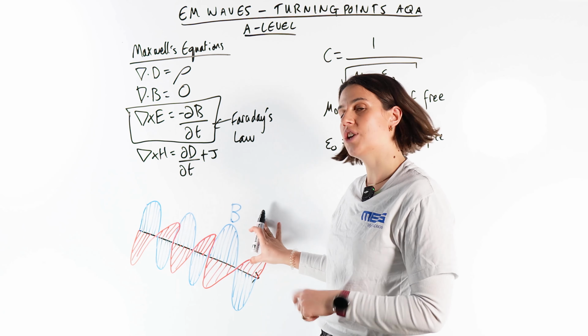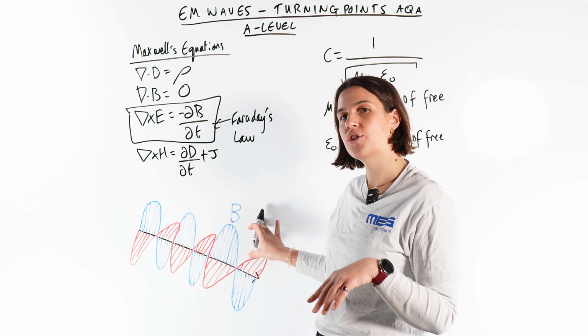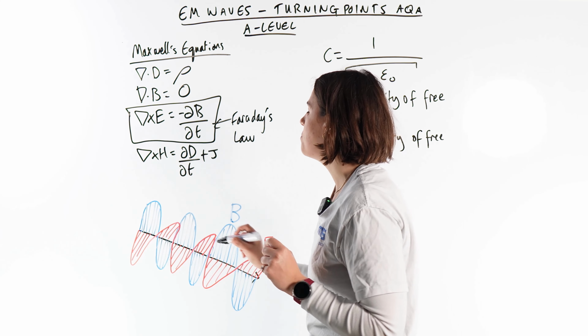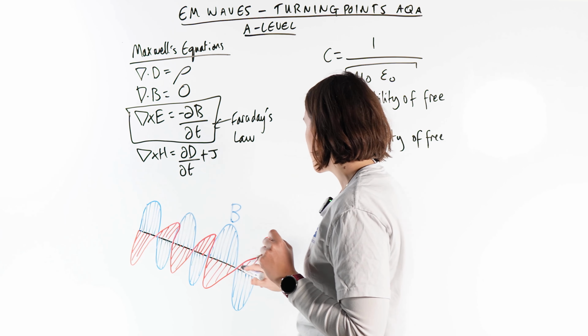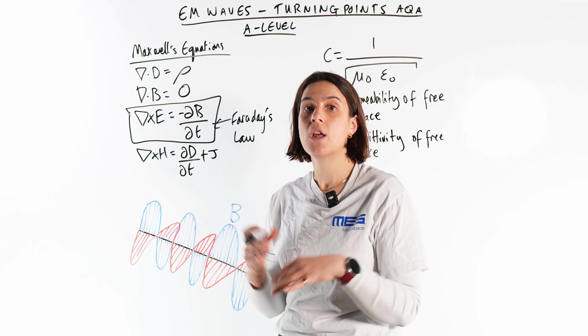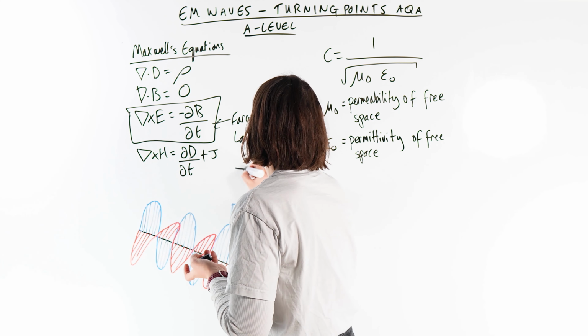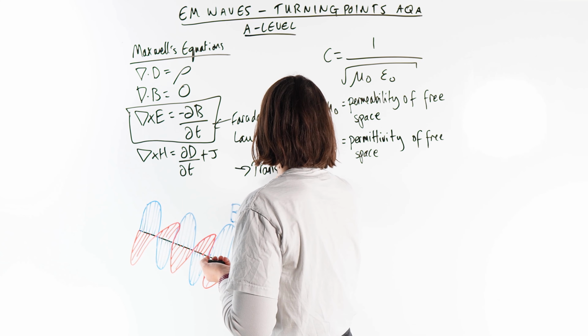And this is what James Clerk Maxwell thought that the wave should look like. He said that the oscillations of the wave should be at 90 degrees to the direction of the wave travel. So in other words, it should be a transverse wave. This is something we already know. So it's a transverse wave.